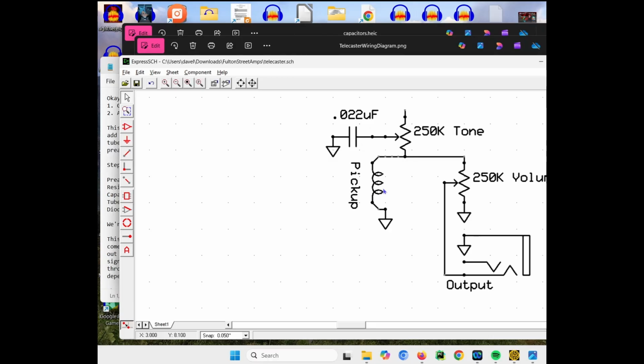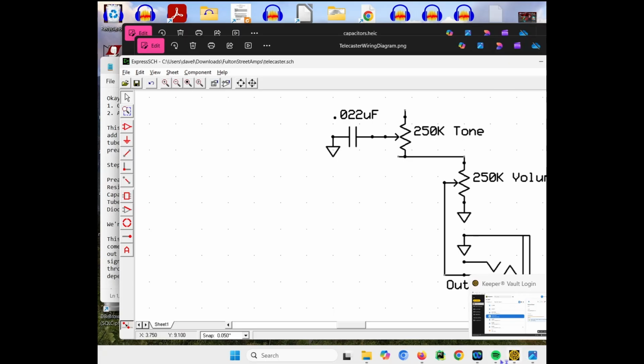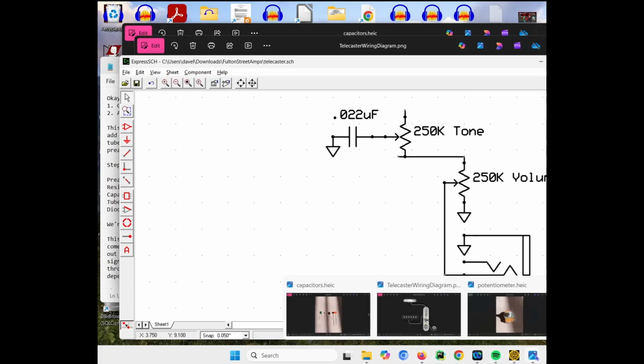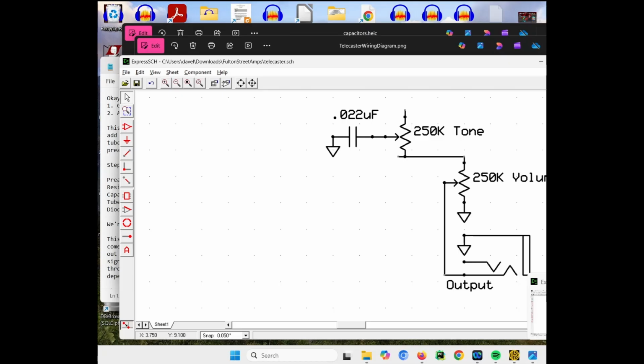Now, if we take this pickup and just delete this, one thing that you'll note is that the schematic for a volume and tone control in a Telecaster is very, very similar to the preamp in a Fender Princeton, and we're talking about the Fender Tweed Princeton, the 5F2A. So we're going to pull up a schematic of that quickly, just so we can take a look at what that looks like. So let me go ahead and do that.